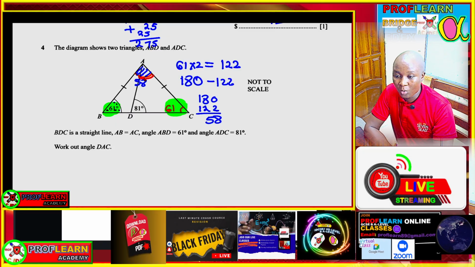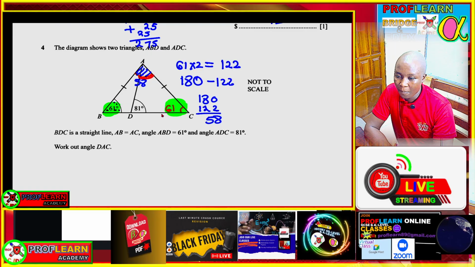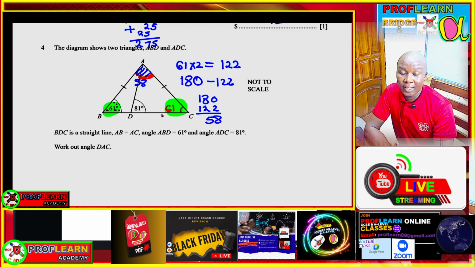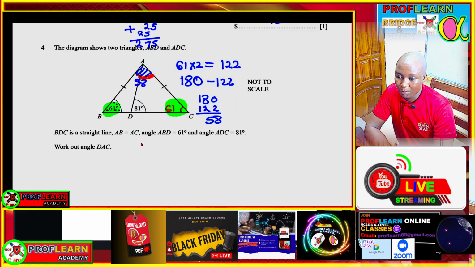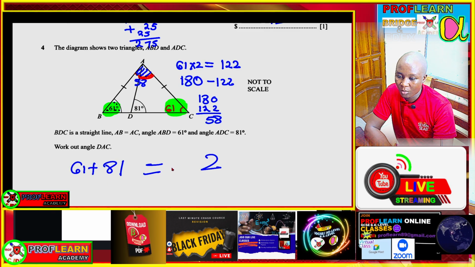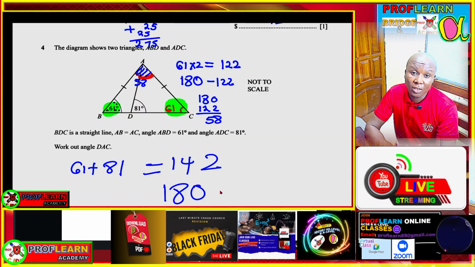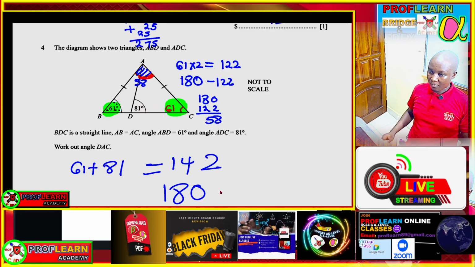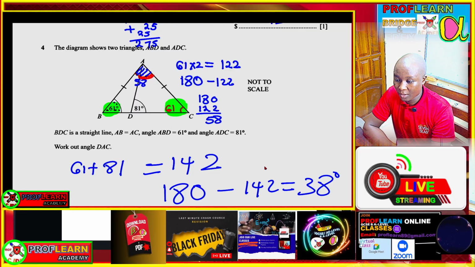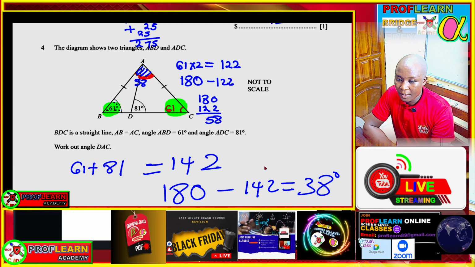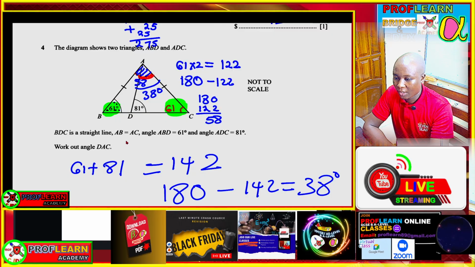But in this particular question, we were asked angle DAC. DAC is this particular angle here. So we are going to use 81, and we shall use 61, and that is going to give us the angle that we were expected to find. So we can say 61 plus 81, which is going to give us 142. Then 180 minus 142, because angles in a triangle add up to 180. So basically that's what you're supposed to do at this point. If we subtract, we get angle DAC equals 38 degrees, as shown here.